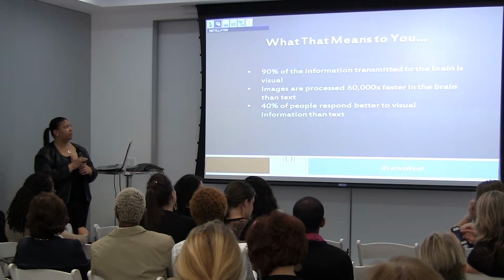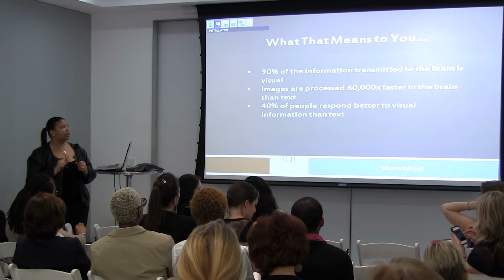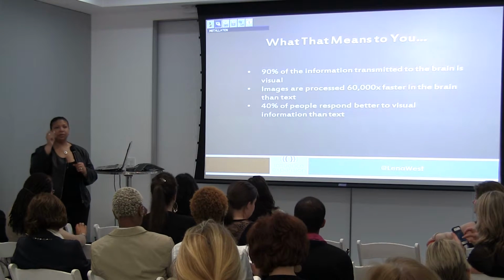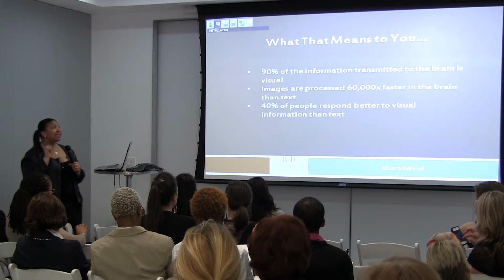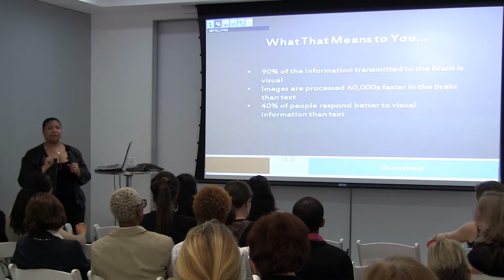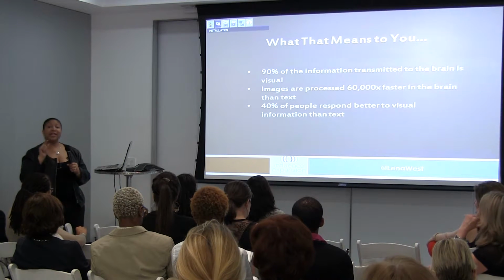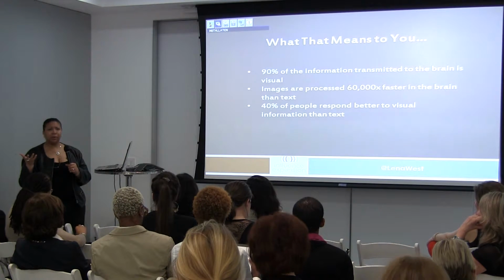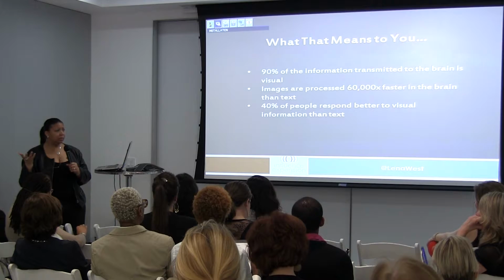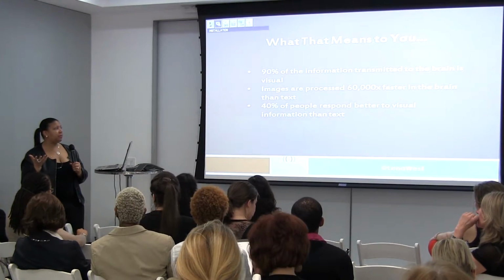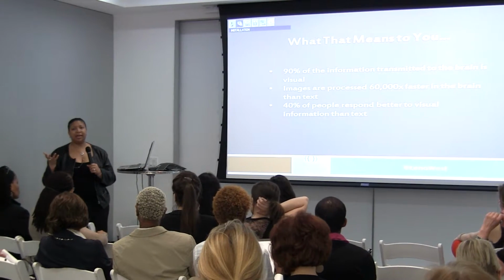So what does this mean to you? 90% of information transmitted to your brain is visual. Right? So rapid, fast. Images are processed 60,000 times faster in the brain than text. Again, rapid, fast. Very easy also for you to share. How long does it take a picture to upload? A minute? Maybe? Doesn't take long at all, right? 40% of people respond better to visual information than text, right?